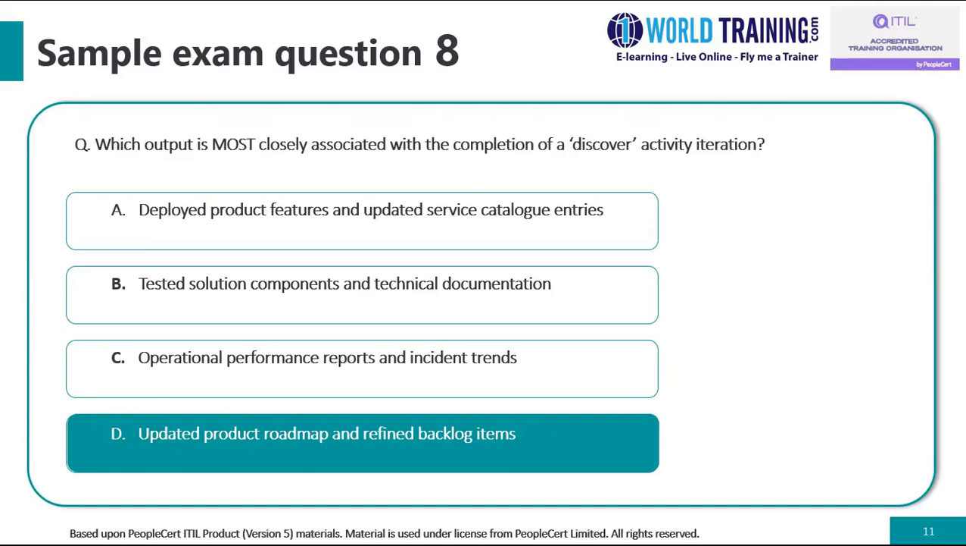Key outputs of Discover include refined backlogs, updated product roadmaps, continual improvement initiatives, as well as reports and documentation of findings. A is wrong. Deployed features and updated service catalog entries are outputs of transition and deliver, not discover. B is wrong because tested solution components are a build output. And C is wrong because operational performance reports and incident trends are generated during operate.